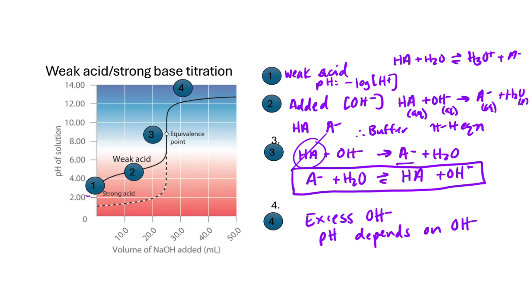So while we do still have, in reality, this equilibrium happening, because we've added OH minus past this equivalence point, we effectively push this equilibrium back towards the reactant side, and this equilibrium is going to matter so little in comparison to simply the concentration of OH minus that's in solution.